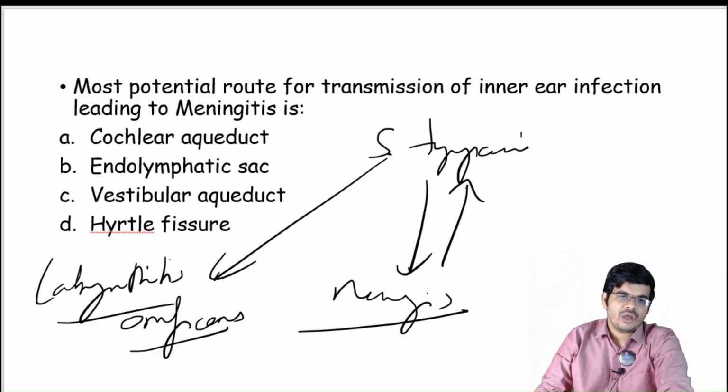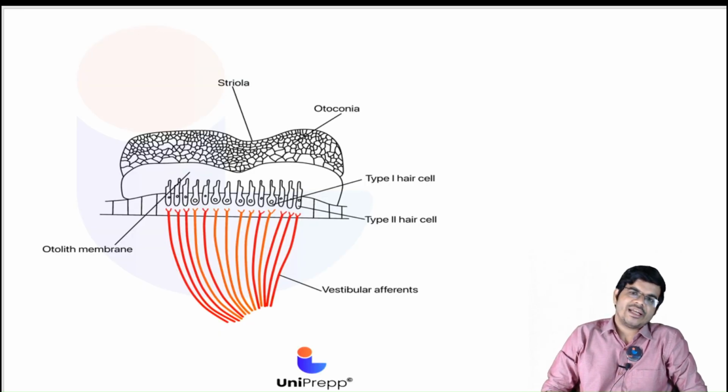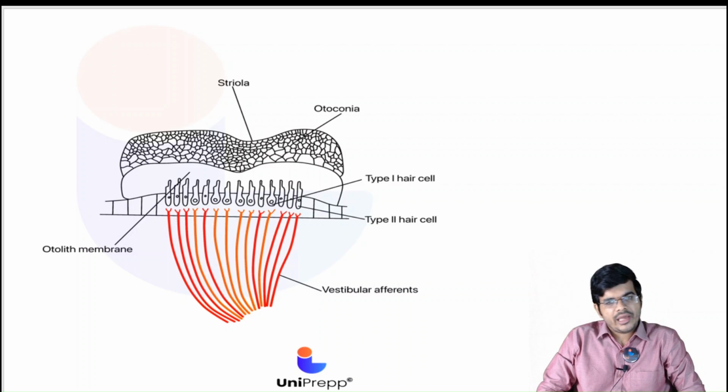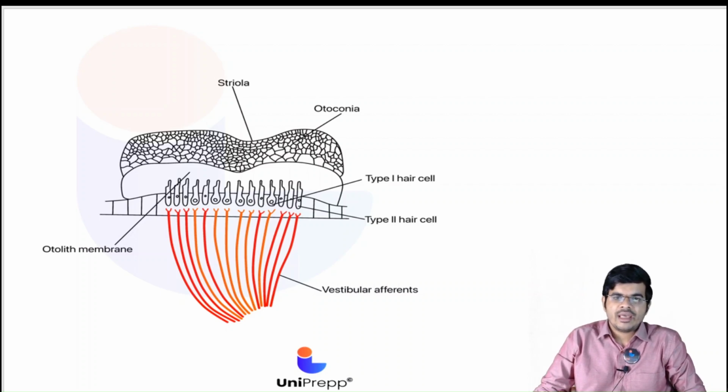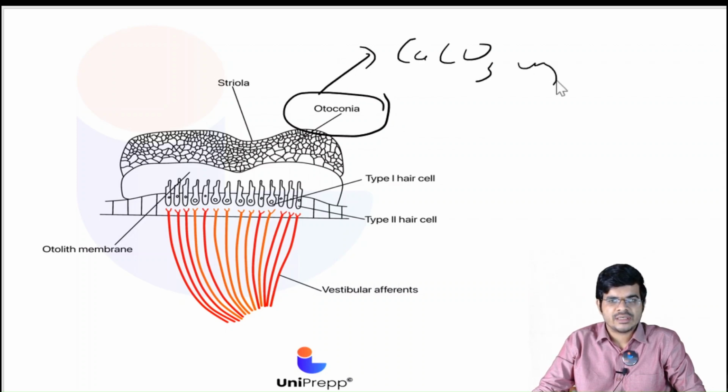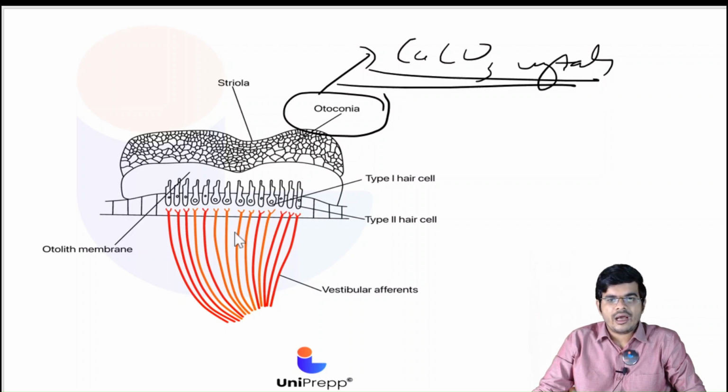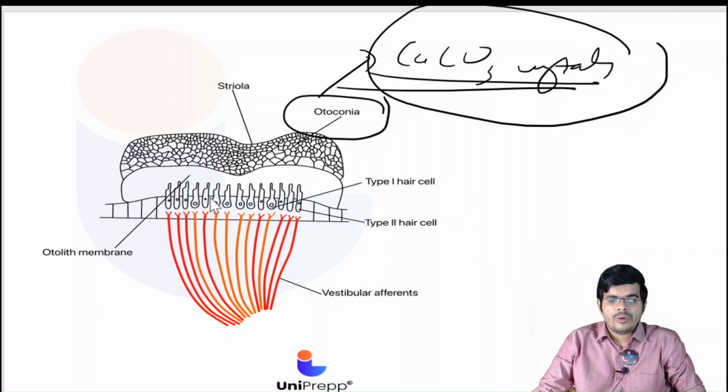Okay, now coming to the receptors within the inner ear which are responsible for equilibrium and hearing. First of all, we will start with the receptors for equilibrium. Now, what are these otoconia? Otoconia are actually calcium carbonate structures. Okay, calcium carbonate crystals are seen above, and these are seen over the area of the macula.